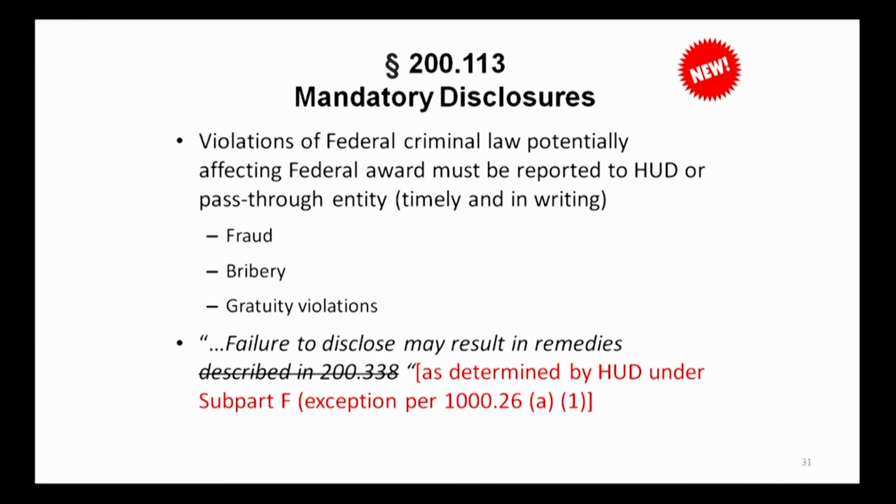And we have a new requirement for mandatory disclosures. If there are violations of federal criminal law having to do with fraud, bribery, or gratuity violations, it must be reported to the funding agency in a timely basis and in writing. Failure to do so would result in penalties. Now, here you can see that the uniform guidance citation is crossed out. That is because it does not apply, or a better way of saying it is, it is overruled by a program-specific requirement under 1026A1. So this slide is communicating that you would follow the program-specific requirement and not the uniform guidance.